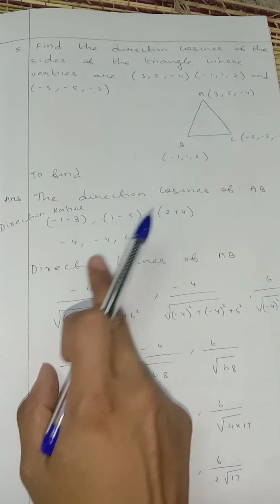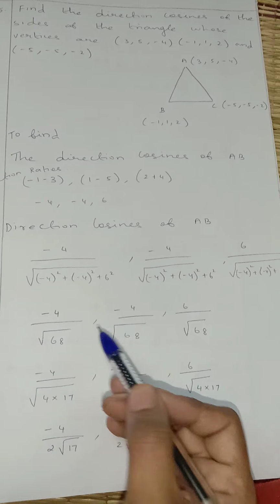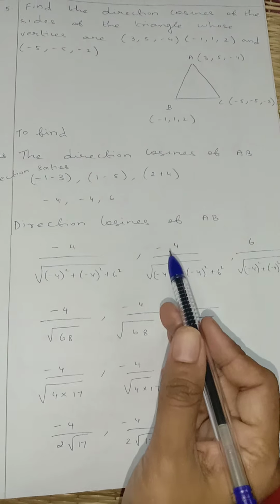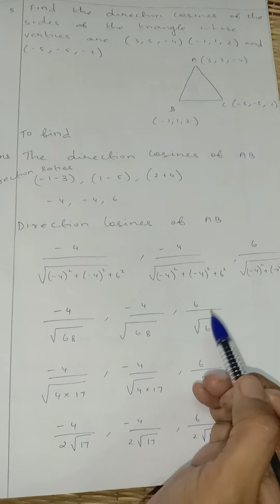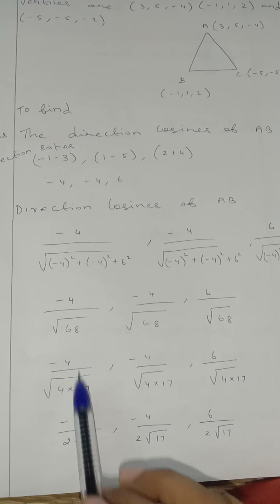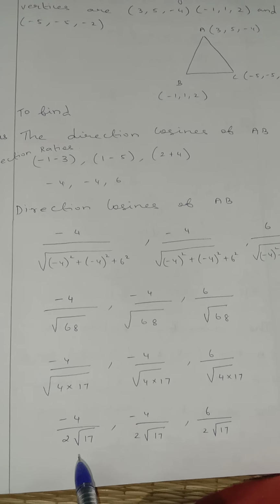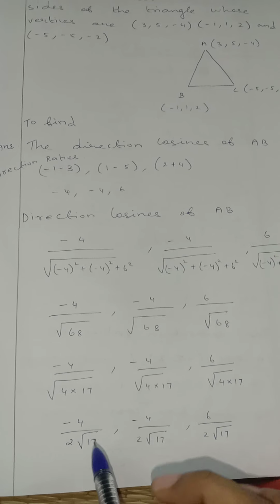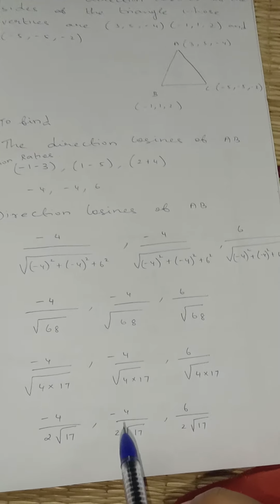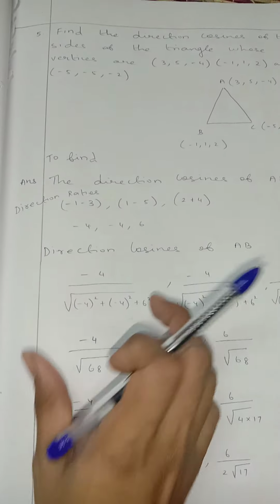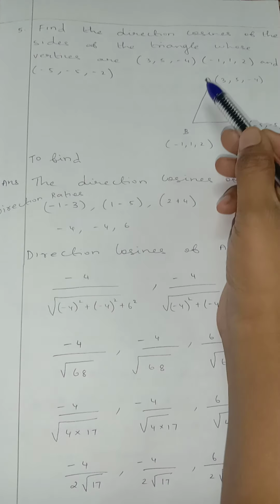So once the direction ratios are given, can you find the direction cosines? Minus 4 by root of minus 4 square plus 4 square plus 6 square. The same way, minus 4 by root of the squares sum, 6 by root of the same. So minus 4 by root 68, minus 4 by root 68, 6 by root 68. The 68 I can write as 4 into 17. The next step you can split and write as 2 into root 17. If you want, you can cancel 2 and 4, 2 and 4 and 2 and 3. So these are the direction cosines of side AB.